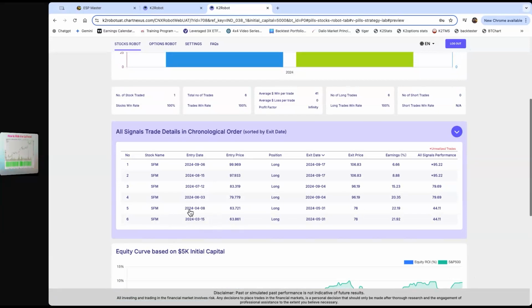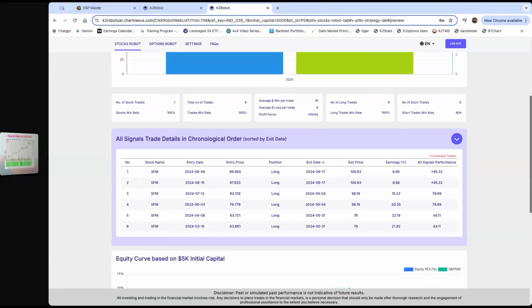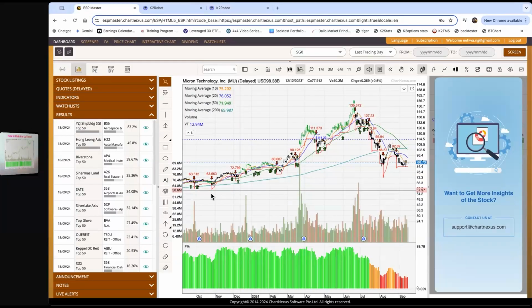How do I show you the chart? Let me see. Okay, I know. Just give me one moment. Let me just screen capture the dates, and then I'm going to go back to the chart. So this is the chart of SFM.